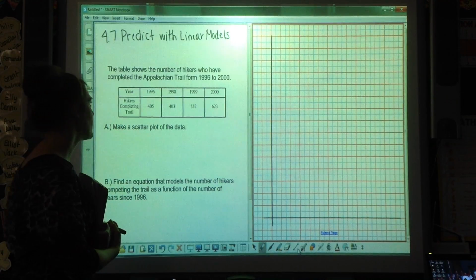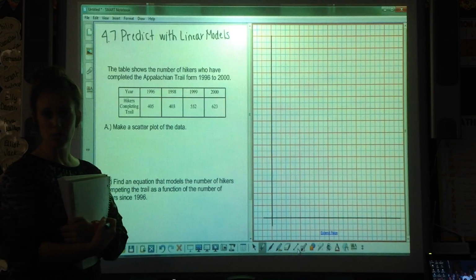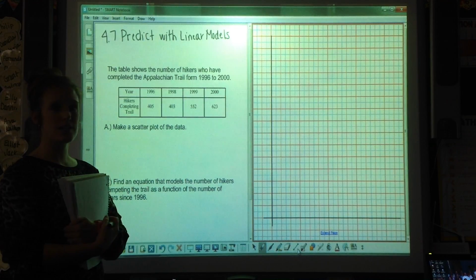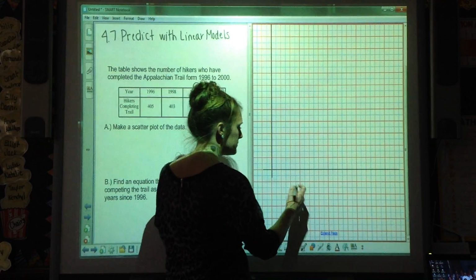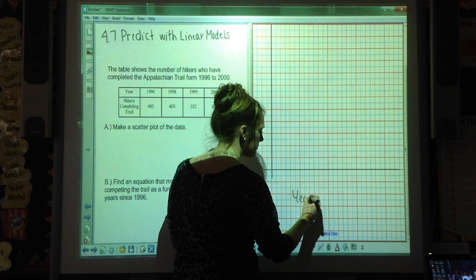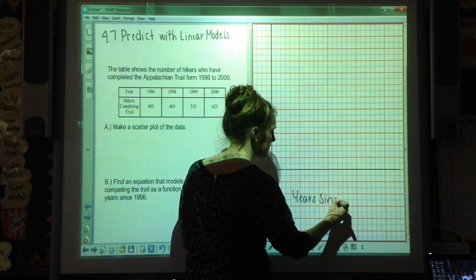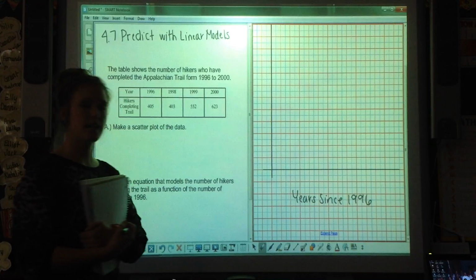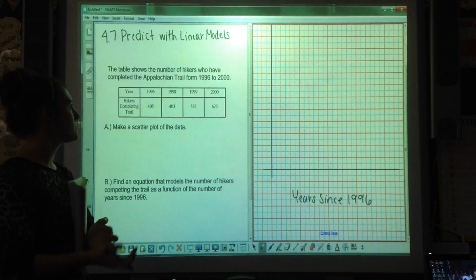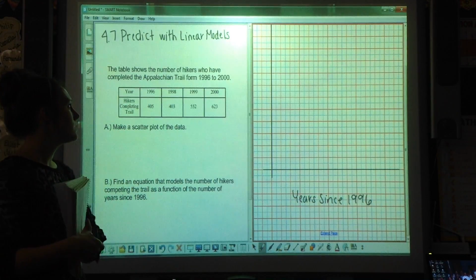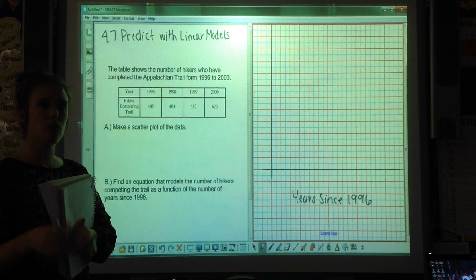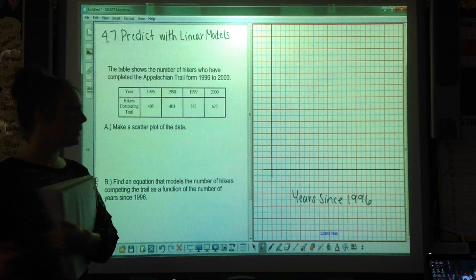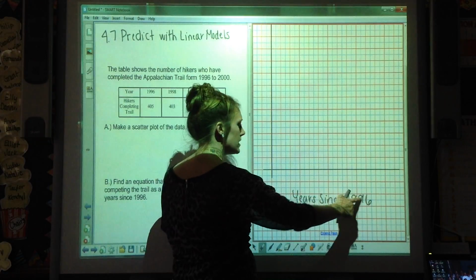We just wrote that down. Our x-axis, this is something new. We haven't done this before. Our x-axis is going to be years since 1996. Think about why I chose years since 1996. If I were to use 1996, 1998, 1999, 2000, think about how long that x-axis would be. You would have to make room for 2,000 numbers. Instead, I'm going to do years since 1996.